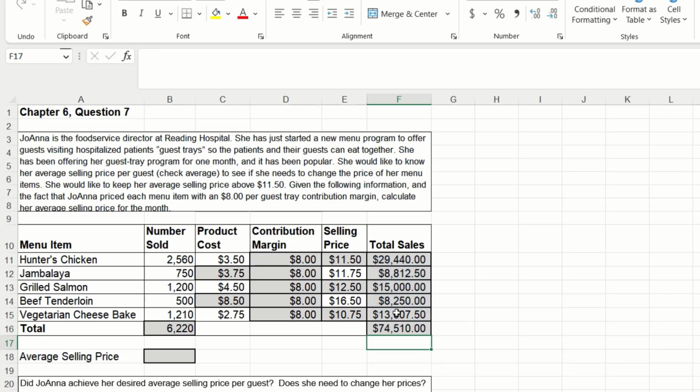So we want to see if Joanne achieved her desired average selling price per guest. Okay, so she would like to keep her average selling price above $11.50. So we can take our total sales, we can divide that by our total number sold, and we get $11.98. All right. So if she's looking to keep her average selling price above $11.50, she's above that. She does not need to change her prices.